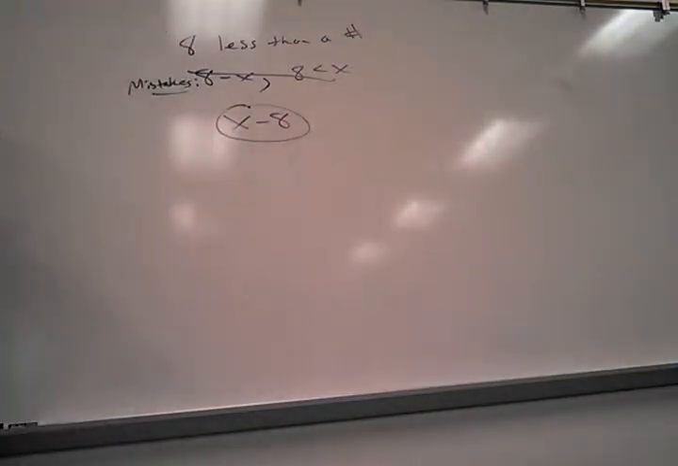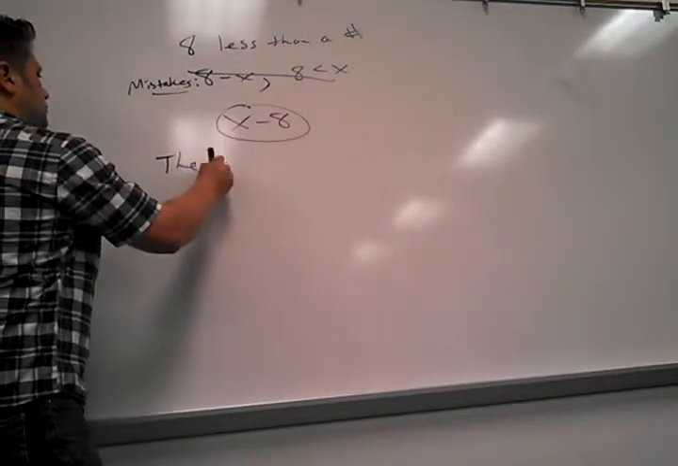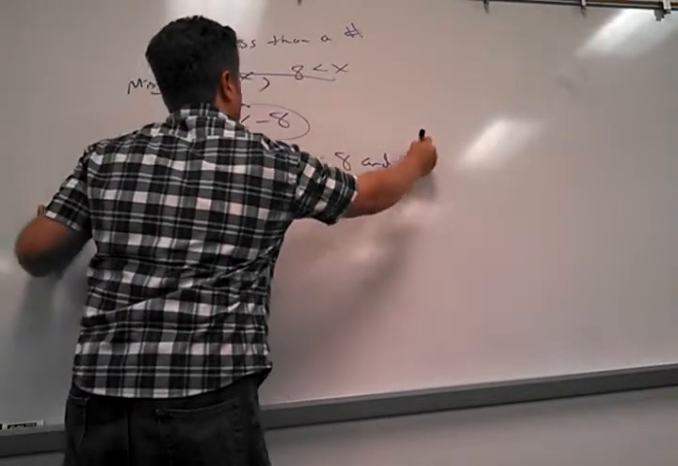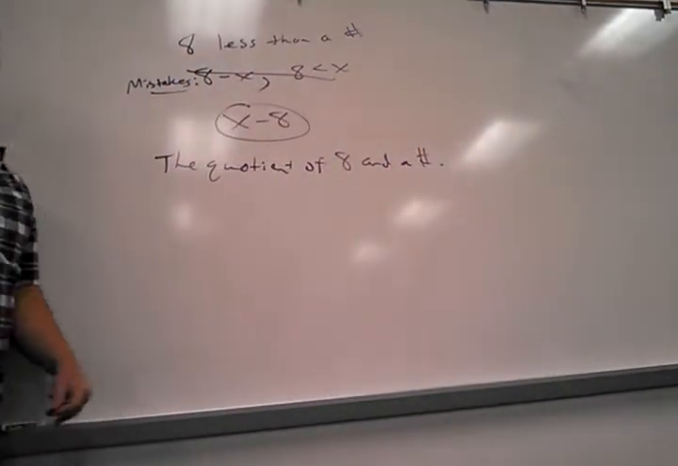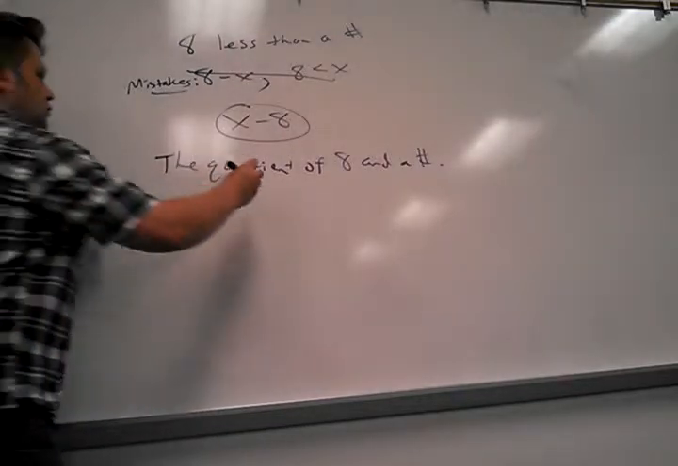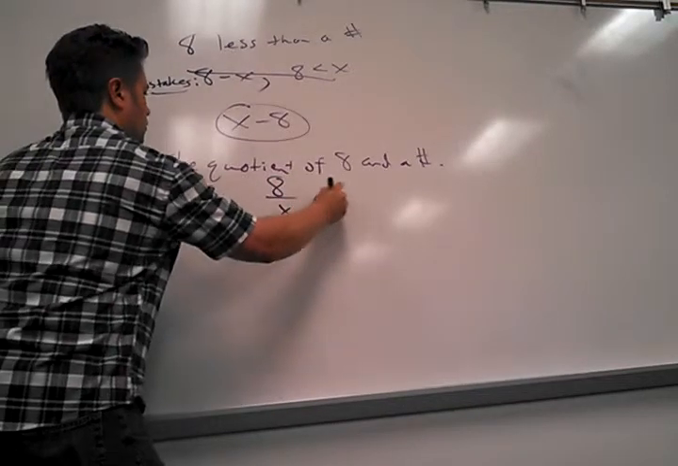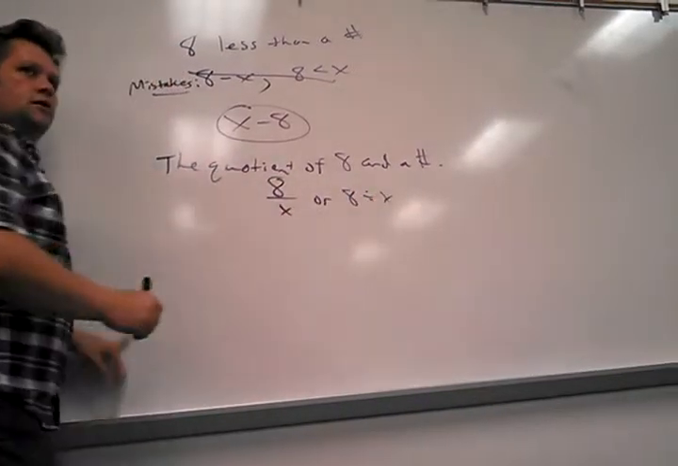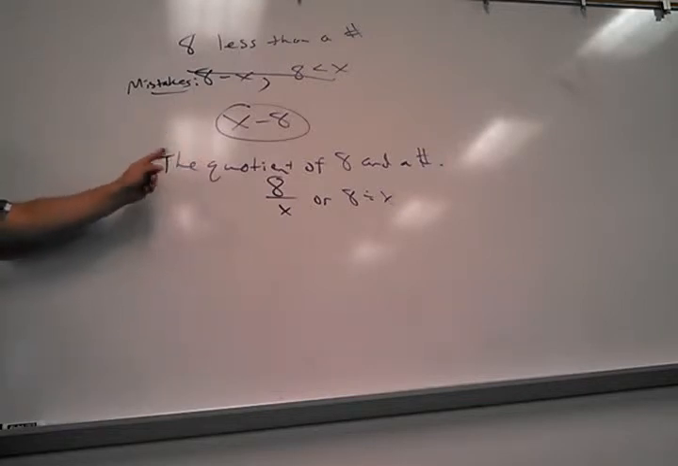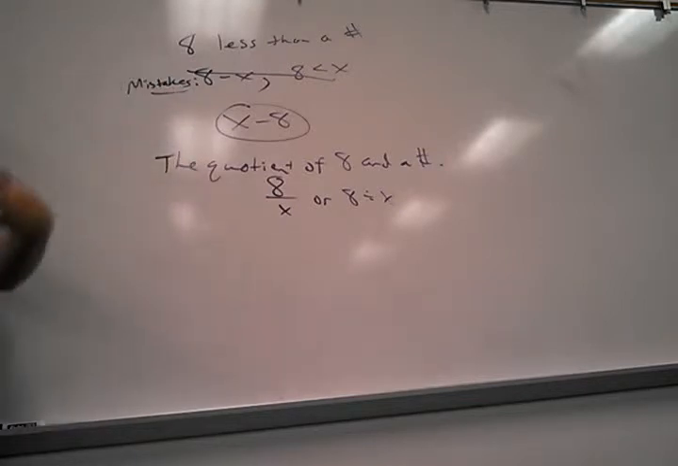The rest of them are pretty straightforward if you remember what the words mean. So if I said the quotient of 8 and a number, what are you going to do with 8 and a number? What's the operation? Quotient replaces the first two. Yeah, division. So it'd be 8 divided by x. If I want it to be x divided by 8, how would I have to say it? Quotient of a number and 8. Good.